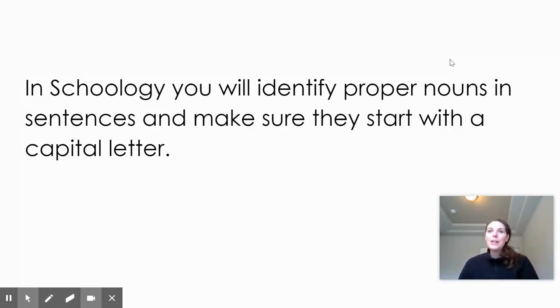Now in Schoology, you will identify proper nouns in sentences and make sure that they start with a capital letter. So you will read a series of sentences and you will choose which word is a proper noun.